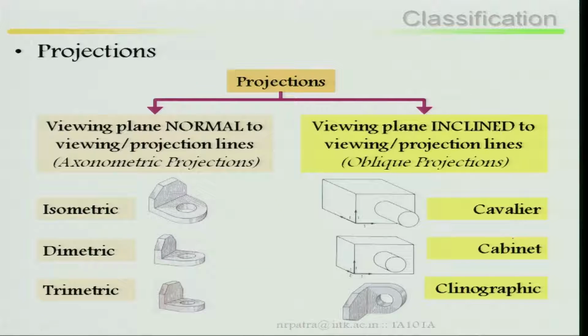Then projections. Projections are again classified into two: viewing planes normal to projection lines and viewing planes inclined to projection lines. Viewing planes normal to projection lines are again classified into three, all will be discussed later on: isometric, dimetric, trimetric. Then viewing planes inclined to projection lines are again classified into three: cavalier, cabinet and clinographic.